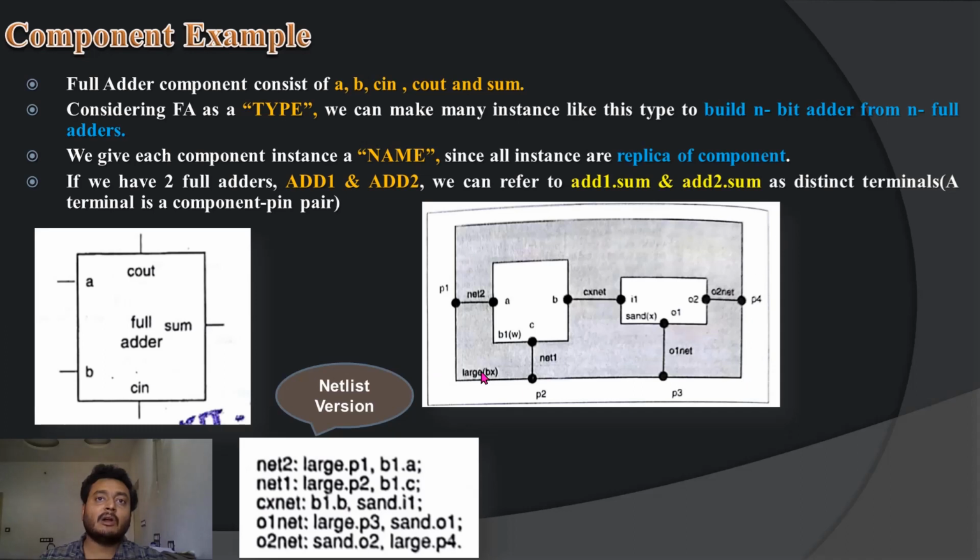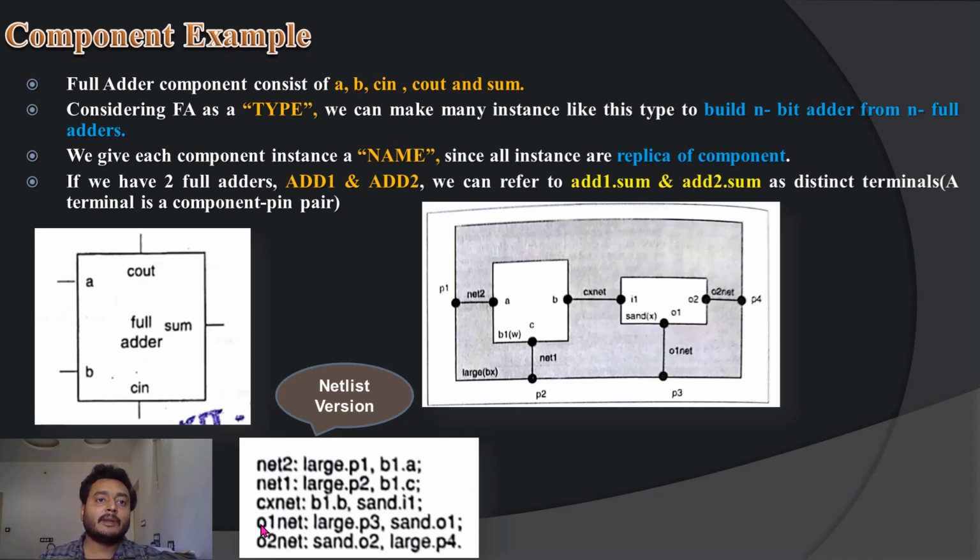Okay, so in this large x, the starting point is p1, so large dot p1 comma, and you have an ending node also, because any net has a starting point and an end point. The starting point is large dot p1. In the large block, this is the first p1 pin, that is comma, it ends with the b1 instance and a pin. Okay, so net 2 is large dot p1 comma b1 dot a.